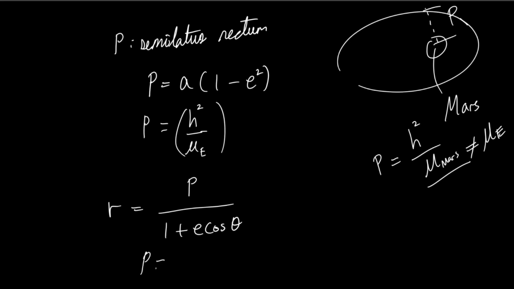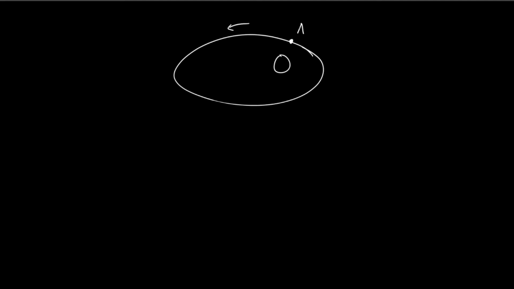That means p is r times 1 plus e cosine theta. Let's talk about how we can determine the velocity of the spacecraft in different positions of the orbit. So for example, if a spacecraft is orbiting, is the velocity at position A the same as at position B? No, it's not. So V_A is not the same as V_B.